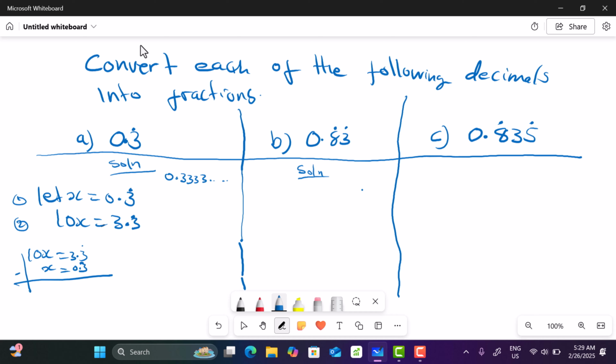So here we subtract by the elimination method. We get 9x. So 9x equals 3. We divide both sides by 9. Cancel here, simplify here, and we get 3. So x equals 1 over 3 as a fraction.